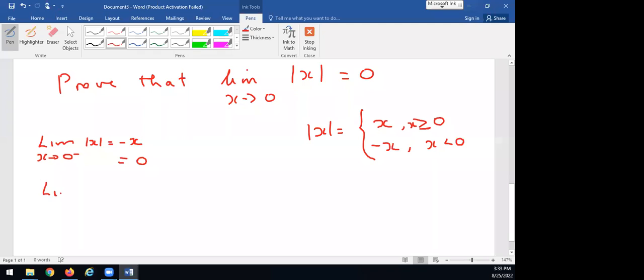And then let's look at the limit as x approaches 0 from the right of the absolute value of x. Which definition am I using if it's from the right? The top one, right? So that's x, and that's just going to be 0. What do you notice now about the left and the right hand limit? They're equal. So that concludes the proof that the limit as x approaches 0 of the absolute value of x must be equal to 0. And the proof is done.